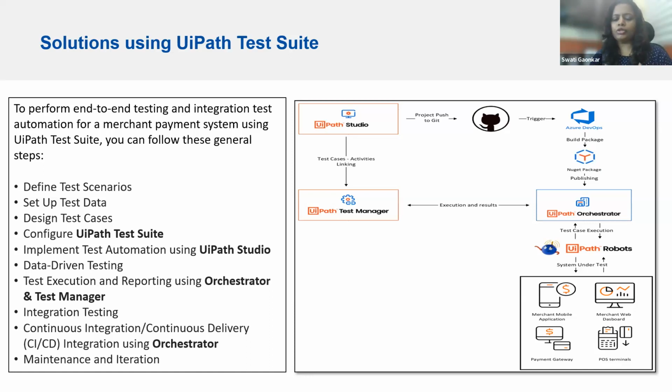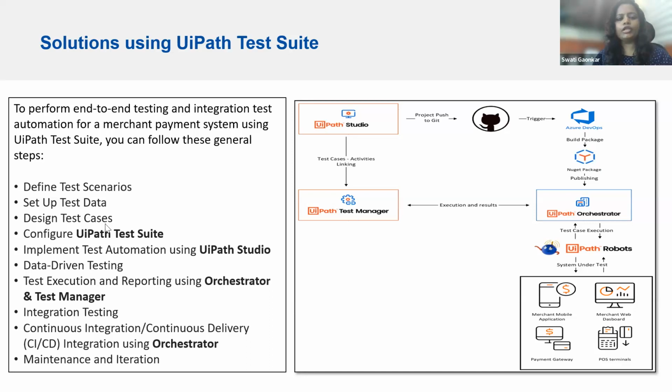So by using UiPath Test Suite, the merchant acquiring system can be tested, and it will take less time, and it will save time and effort, and financially it is good for our customers. That is very important, because customers want to know how we will give them financial growth. They want to focus on ROI, so that is also an important part.